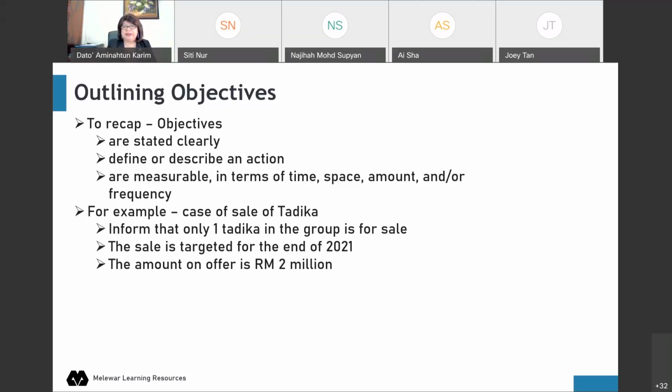And when is the sale targeted for? When are you planning to sell? By end of 2021. So you must mention that to the audience, right? And finally, you should inform them about the amount that you want to sell the property for. Okay? You want to sell it for 2 million ringgit. That's the bottom line, right?